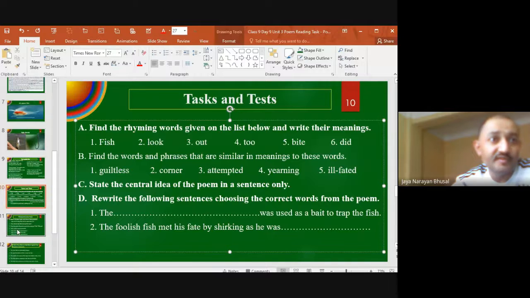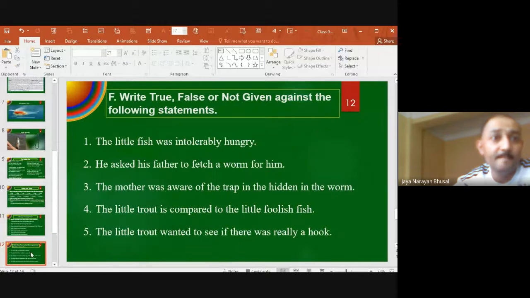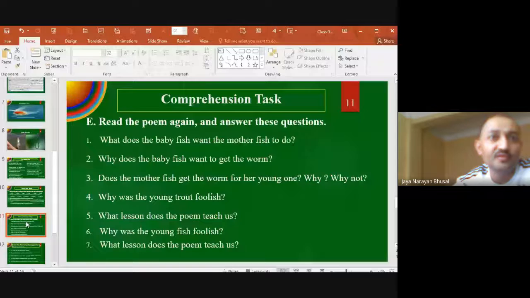All the things you do yourself. Now these questions you will try to answer. Then you write true, false or not given. I will ask these questions using a Google form so that it is easy for us to see this. But the question answers you have to write in the notebooks.